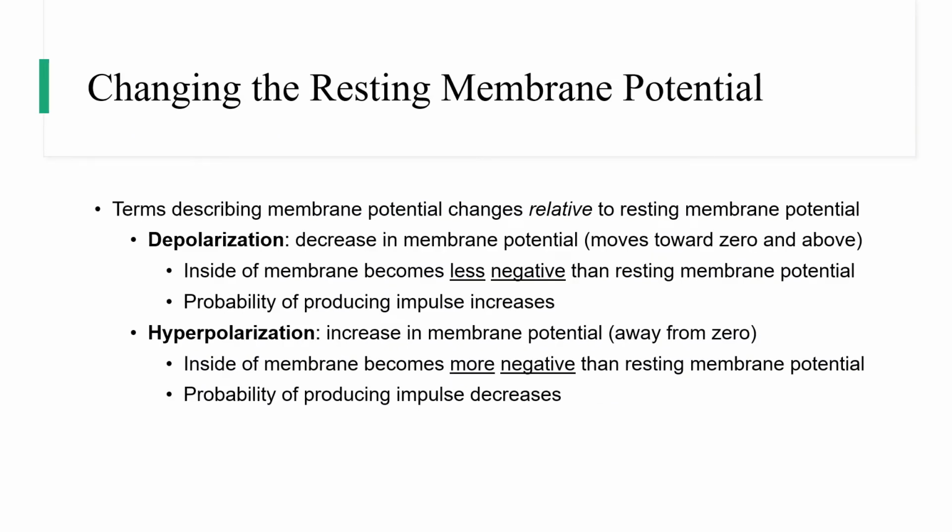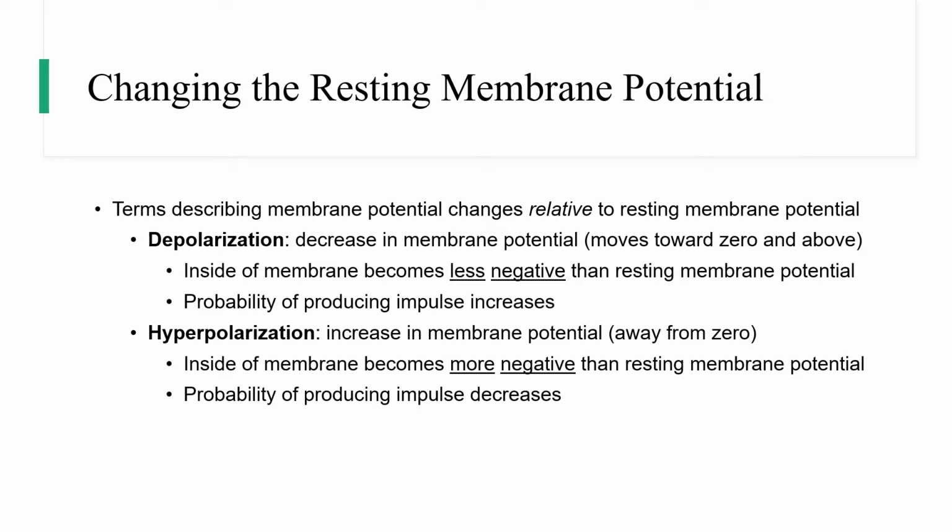So now that we have a basic understanding of the resting membrane potential, we can now talk about what happens when it changes. And so we have these two terms that are going to describe, relative to the resting membrane potential, how the voltage is changing. So the first term is going to be called depolarization. If you think about it, polar means that there are two different charges on one side and the other. Depolarization is the opposite, where you're actually decreasing the membrane potential.